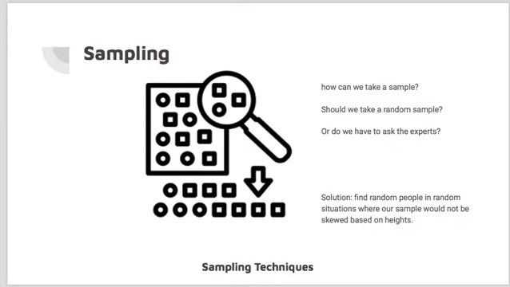Then the next question: how? As I said, we will take multiple samples, because it's not possible to reach every boy and we can't analyze the entire population. So we take multiple samples and calculate the average height of individuals in the selected samples. That's where the role of sampling comes in. Then the next question is, how can we take a sample? Should we take a random sample, or do we have to ask the experts how to go about it?